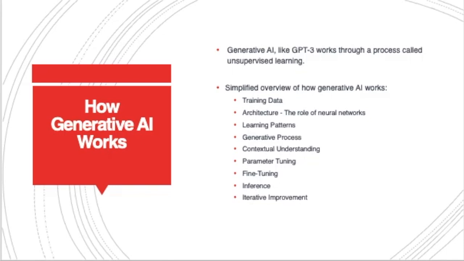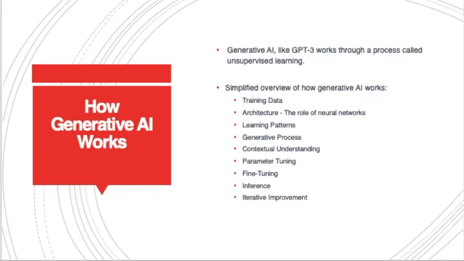This network is particularly well suited for handling sequential data like languages. Learning patterns. During the training process, the model learns to recognize patterns, relationships, and structures within the data. It doesn't have predefined rules about languages, but learns to generate text by predicting the next word in a sequence based on the context. Generative process. Once the model is trained, it can generate new content by predicting the next part of the sequence. Given an initial prompt or context, the model generates text by predicting what comes next based on patterns learned during the training.